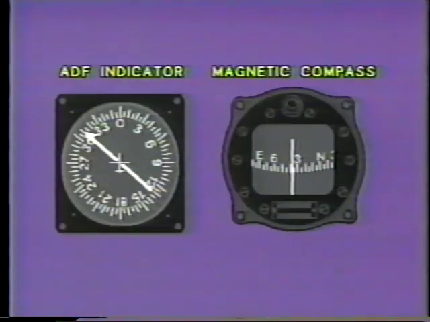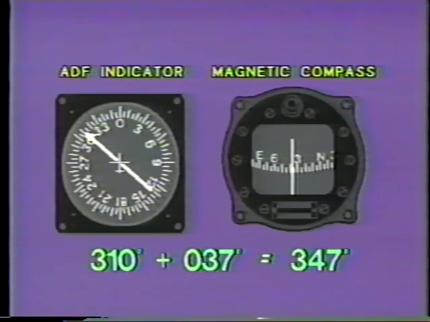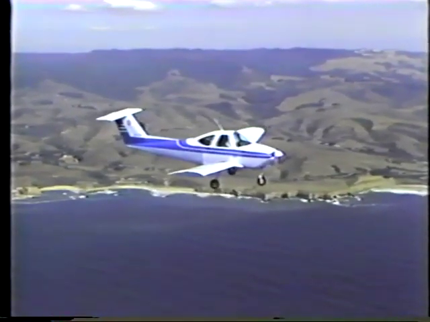In this example, the magnetic heading, as shown by the enlarged diagram of the airplane's magnetic compass, is 037 degrees. The relative bearing, as displayed by the bearing pointer, is 310 degrees. The sum of these two numbers is the magnetic bearing of 347 degrees. Let me show you how this works.